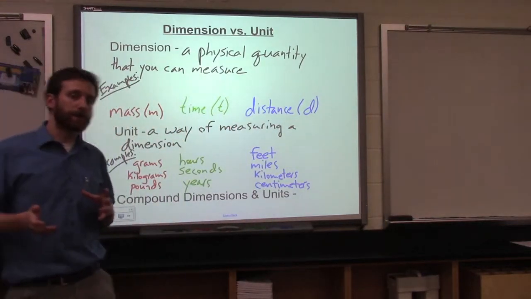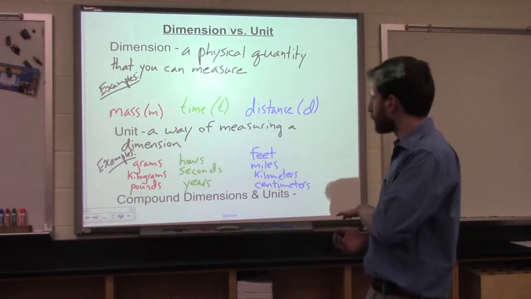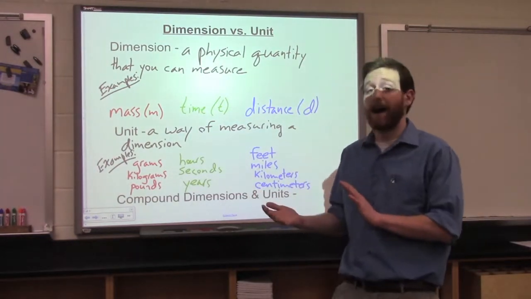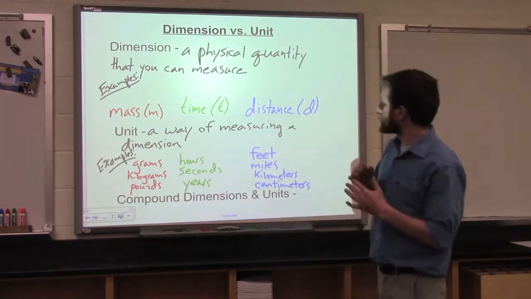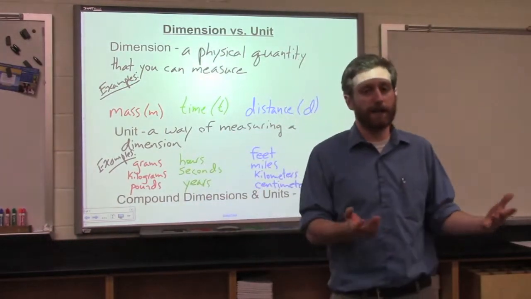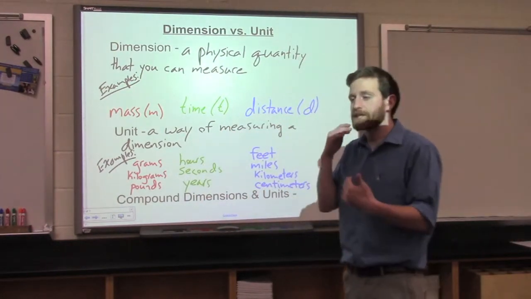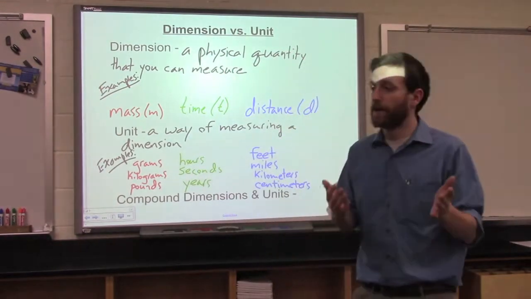A good way to determine if something is a dimension or a unit is to try putting a number in front of it. For example, I wouldn't say I am 6 distance tall. I would say I am 6 feet tall. And so units are often associated with numbers right before them, and therefore we just kind of hear that as more natural. If it's a unit, it'll have a number come before it.